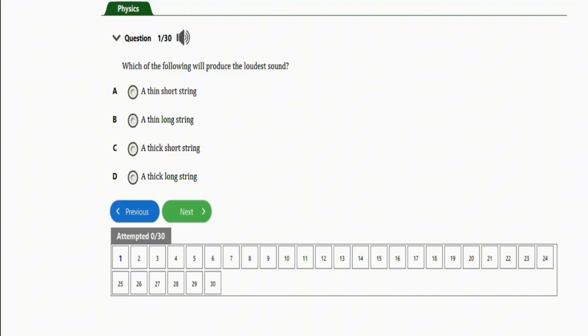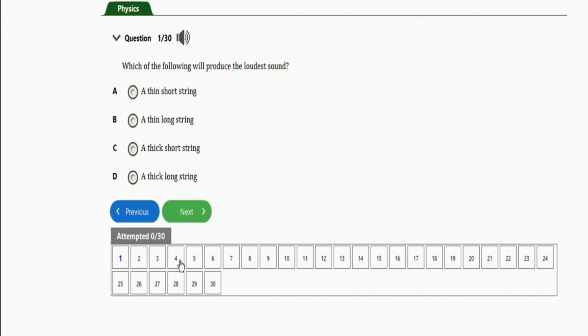Let's get started. The first question I have here says, which of the following will produce the loudest sound? We have A, a short string, B, a long string, C, a thick short string, D, a thick long string. So guys, the correct option to this question is option D, which is a thick long string.